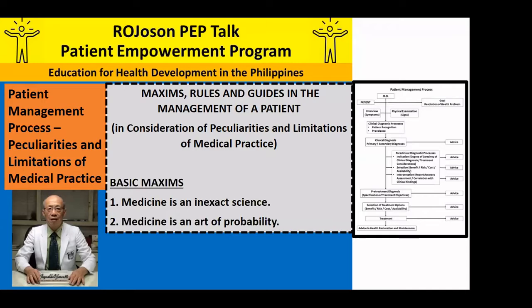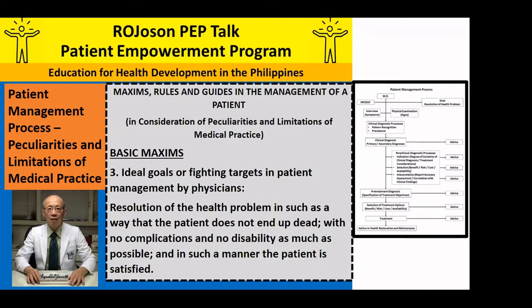First maxim is medicine is an inexact science. I repeat, inexact science. Medicine is an art of probability. There are a lot of uncertainties here. Anything is possible, but we usually use the art of estimating the probability of things.